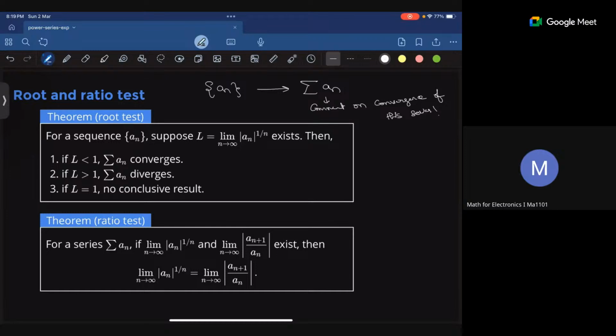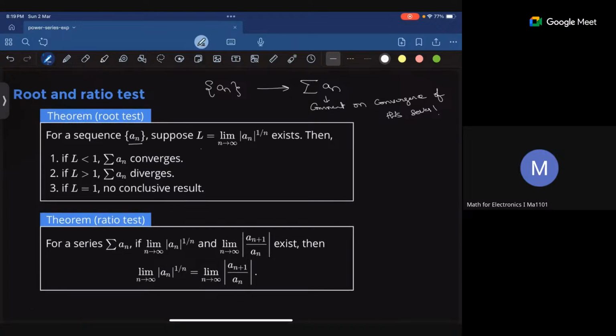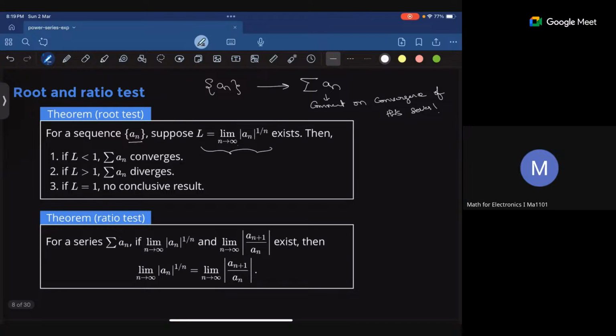And what does the test say? The root test takes the sequence first and computes this limit. What is that limit? It is the limit as n tends to infinity of the absolute value of the nth term, to the power 1 by n. If it exists and it is equal to capital L, then you check this.